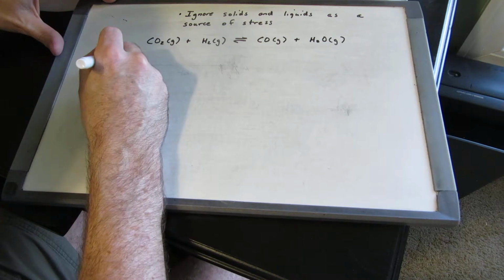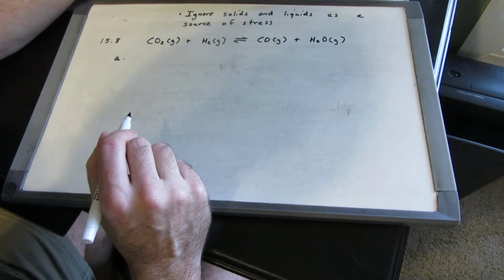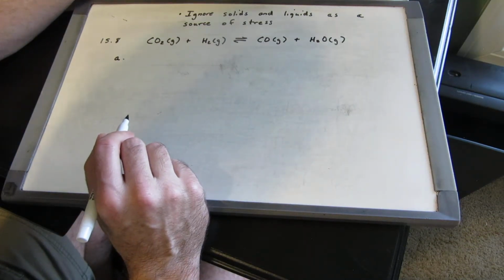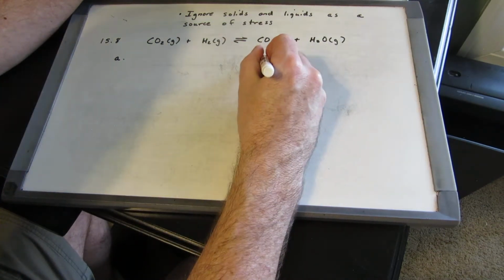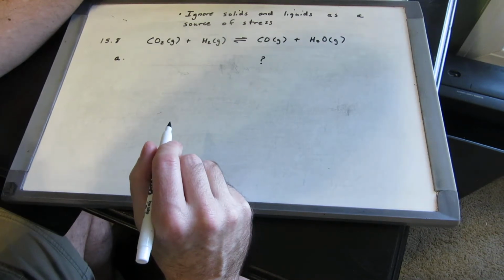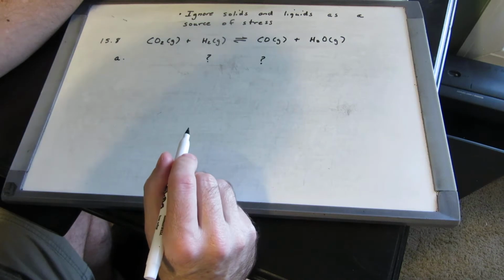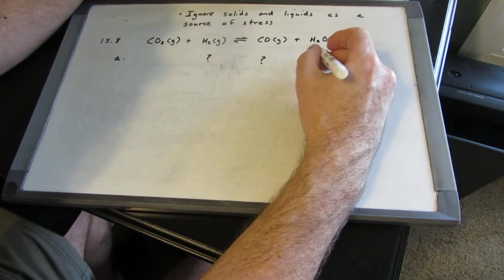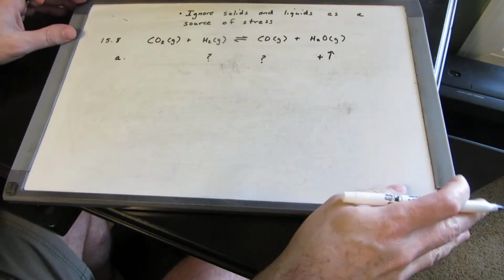Alright, part A says what will happen to the concentration of CO and H2 if extra H2O is added to the system. The way I like to do this is to put a question mark underneath CO, and another question mark under H2. If extra H2O is added to the system, I'm going to write a plus and an arrow. We've added more H2O.